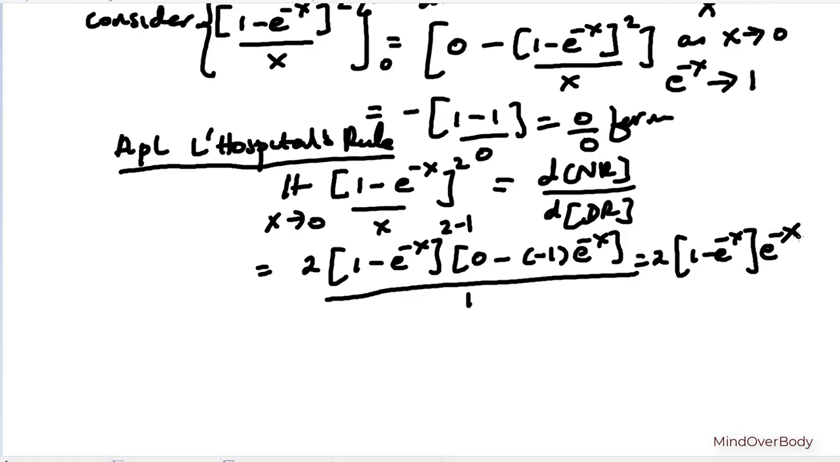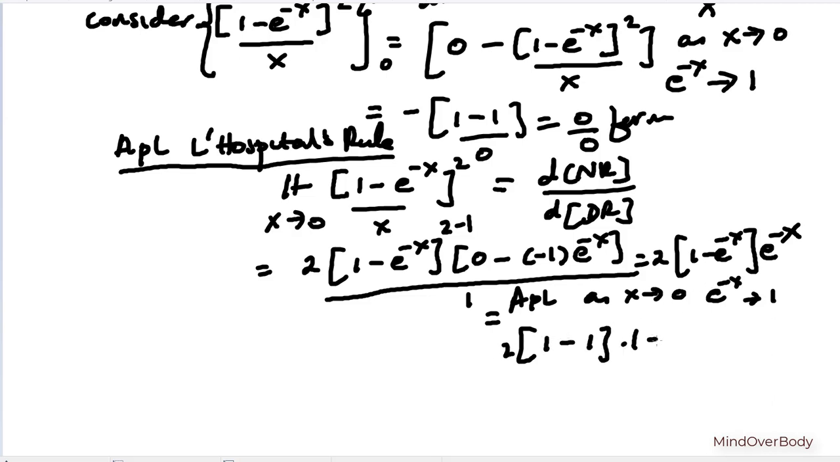Right? Now if I were to apply limits, applying limits means as x is tending towards 0, e raised to the power of negative x will tend towards 1. So that would mean I have 2 times (1 minus 1 times 1). So this is going to be 2 times 0, which is equal to 0. Okay, so we are getting 0 there.